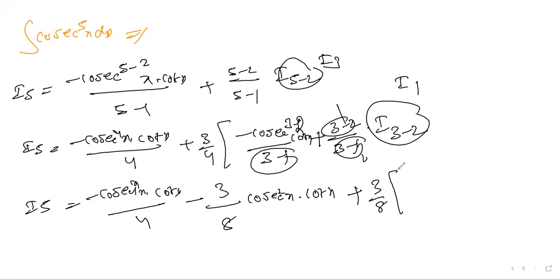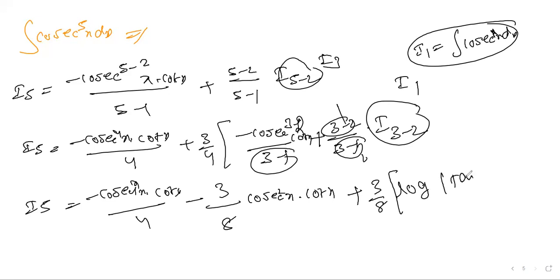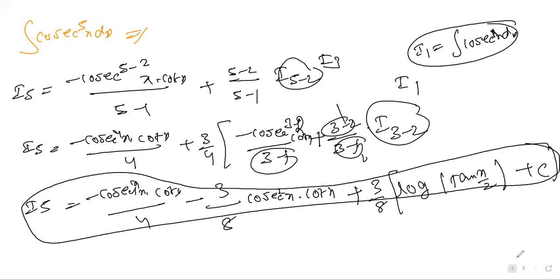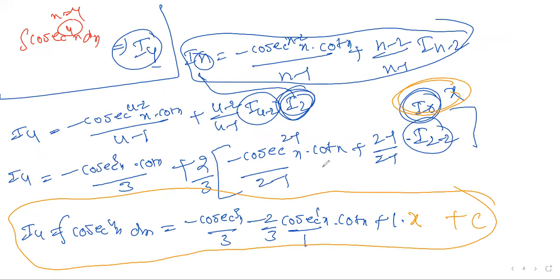What is the derivation? Integration of cosecant x dx, right? I1 means the integration of cosecant x dx. So the integration of cosecant x dx is, I think, log of tan x by 2. Let's see. This is your textbook answer for I5. I missed out something else here.